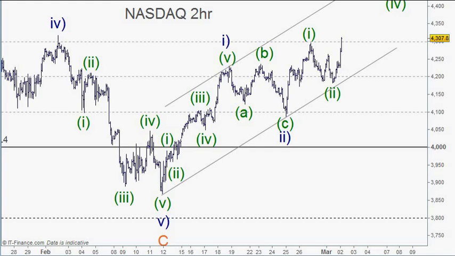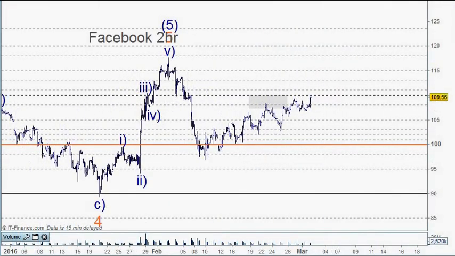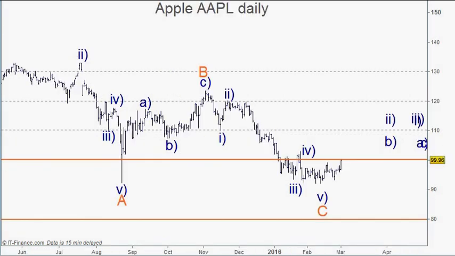With Facebook, I haven't looked at Facebook for ages. Let me just sort of bring it up. Facebook, nope. Just want to have a look at Apple. Okay, Apple will be easier to use, sorry.